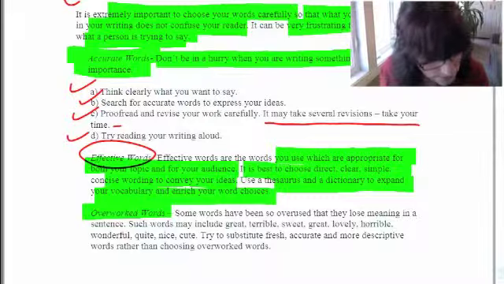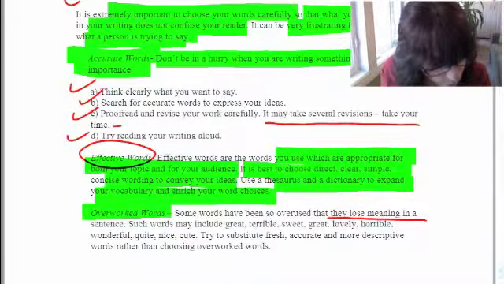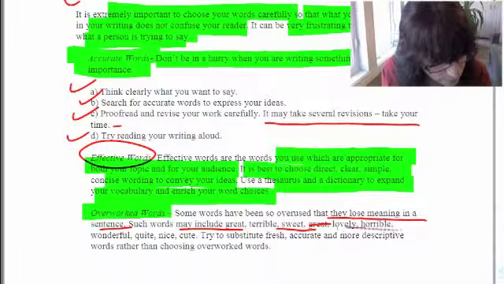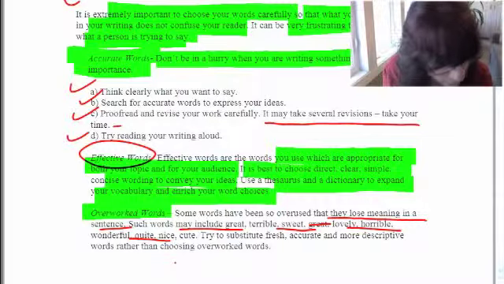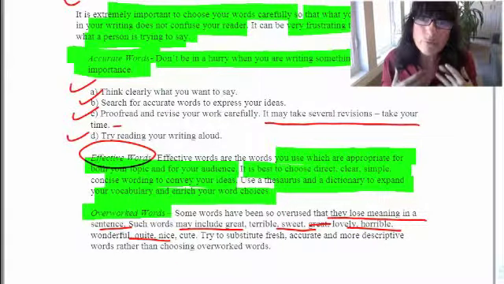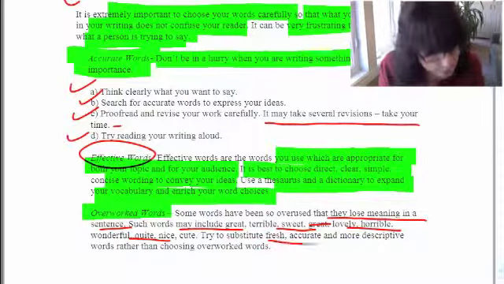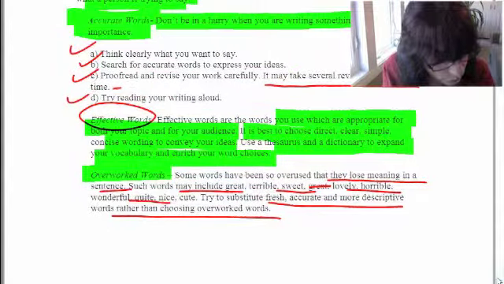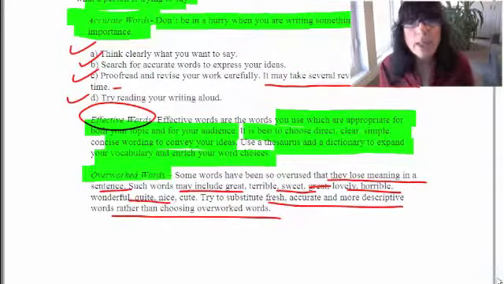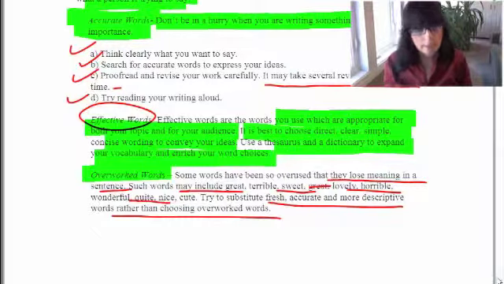And the last point is overworked words. And what do I mean by that? Well, overworked words are words that are overused and they therefore lose their meaning in a sentence. And these words include great, terrible, sweet, lovely, horrible, wonderful, quite, nice. So try to come up with fresher words, newer words, more descriptive words. Try to substitute and get rid of the overworked words so you have a lot more variety in your choice of words, in your diction, in your language.